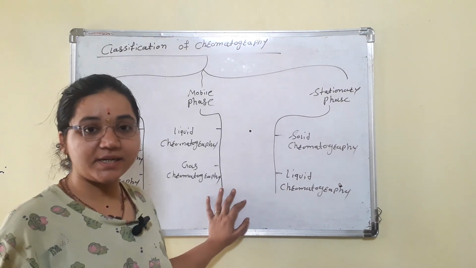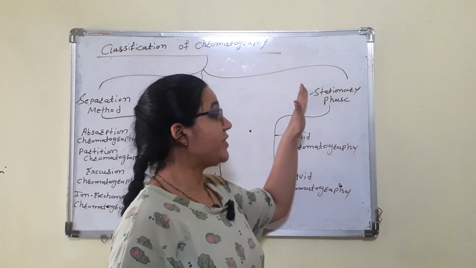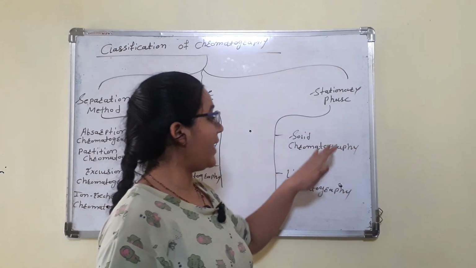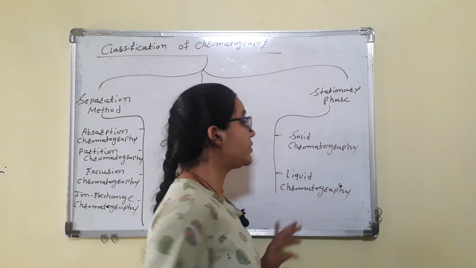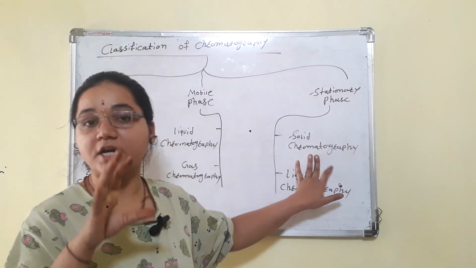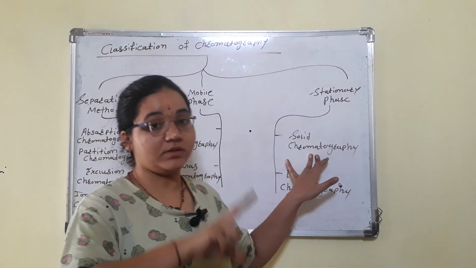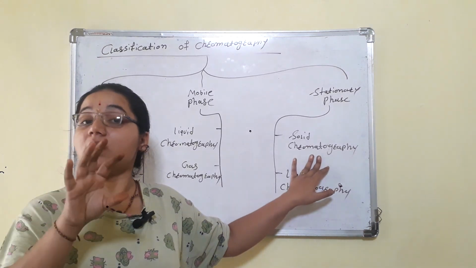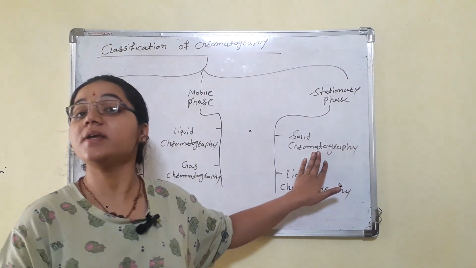Next is the stationary phase. The stationary phase is always solid or liquid. Firstly, solid chromatography. In this technique also, components are separated through the interaction of the two phases, the stationary phase and the mobile phase. In this technique the stationary phase is always solid and the mobile phase is either liquid or gas.